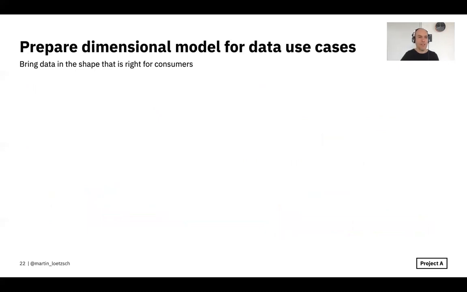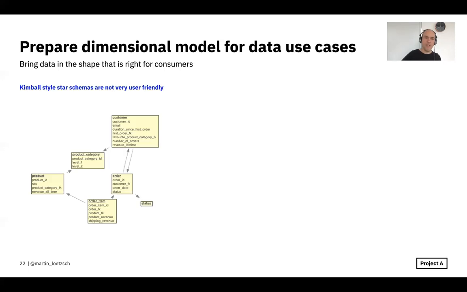Then almost last point. If you build that dimensional Kimball-style star schema, then that's not very user-friendly, right? Because, for example, if you want to know the revenue per favorite product category of the customer, you have to do a lot of joins. Some analysts are good at SQL and happy to do joins. Some are not, and also some reporting tools like Power BI or Looker are happy about such a representation of data. Other tools like Tableau or Metabase are not too much.